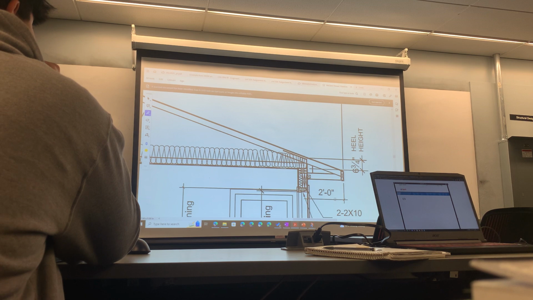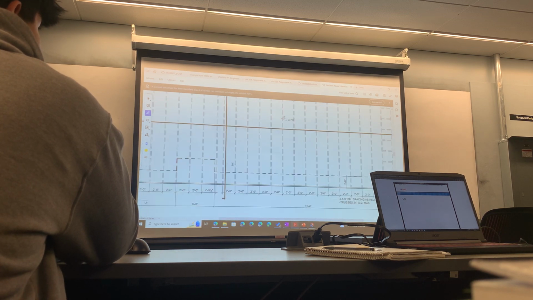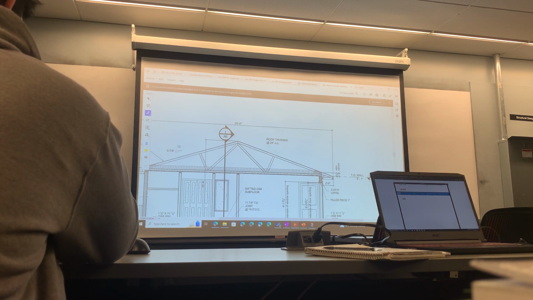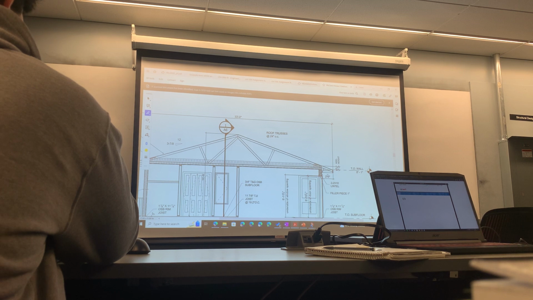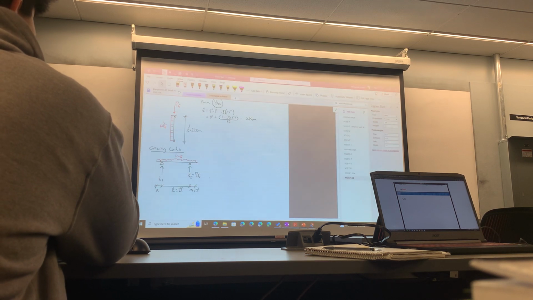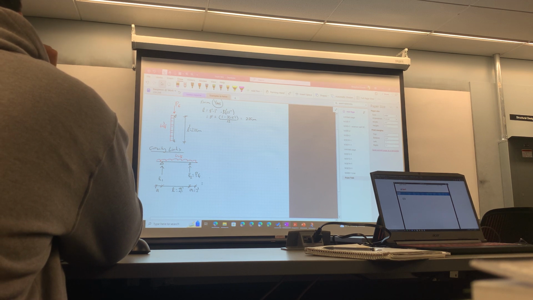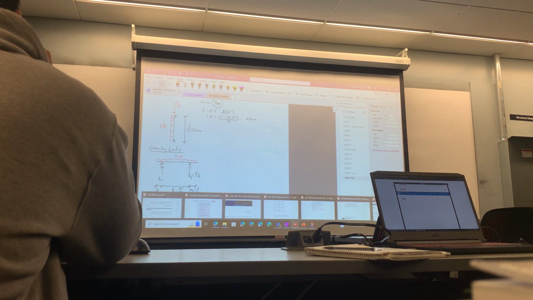Alright, so with wood framing, we're not always going center on the plans. We're usually going to an outside face or an inside face, and it's important to understand where your dimensions are being taken. So we got 29 feet there, and we're just going to call the overhang that.